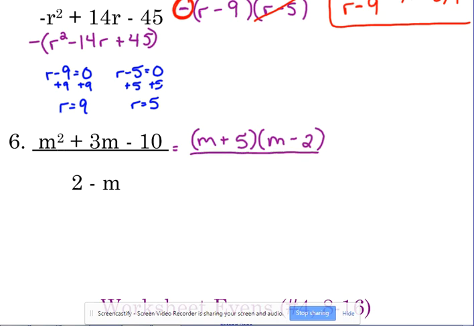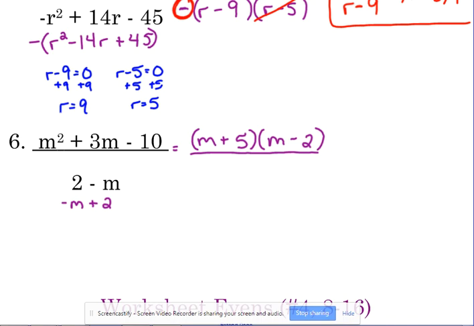Okay, that denominator looks a little weird, doesn't it? 2 minus m. We're not used to it being in that order, so I'm going to do the same thing I did on the last problem. Right below it, I'm going to rewrite it. Okay, I'm going to put it in standard form here, but the m was negative. Those two terms don't just switch places. The m is negative, the 2 is positive. So it's negative m plus 2.